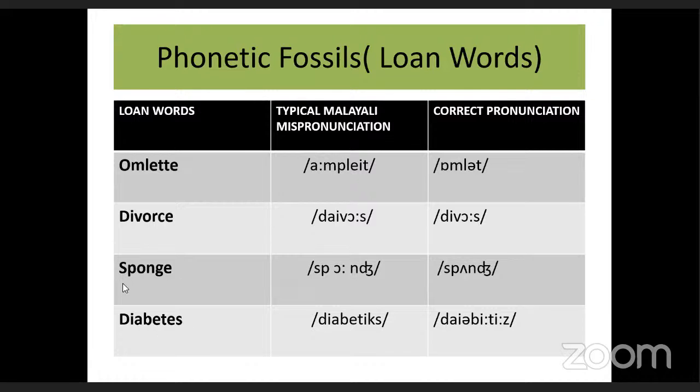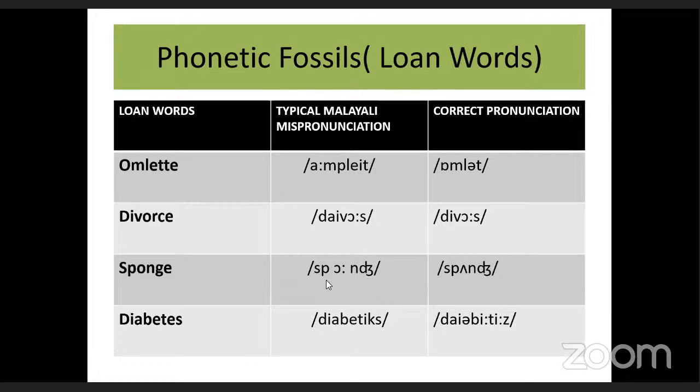Okay, next one. Read the word, look at the spelling. Then take a look at the correct pronunciation of the word. See the word, look at the symbols, read the word. It is sponge. And what is the commonly heard mispronunciation of the word? We pronounce it as sponge.